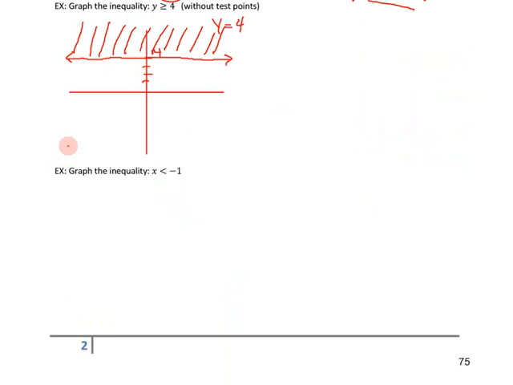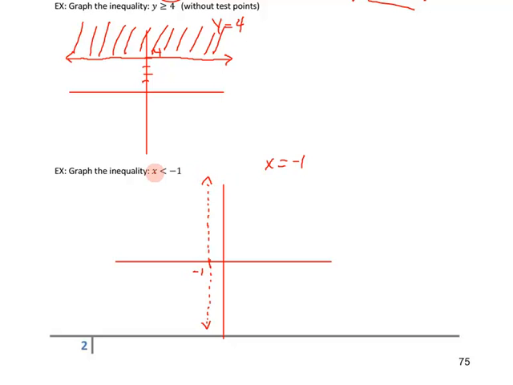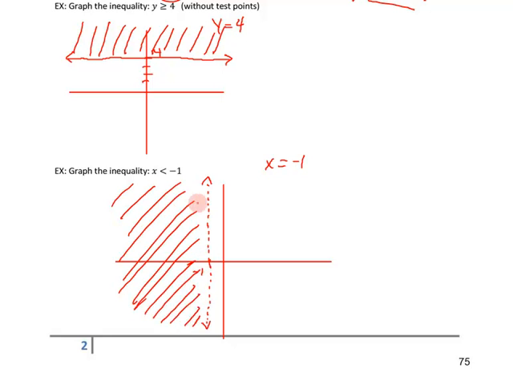This one can be done similarly. Start by drawing your Cartesian system and then graph this as an equality. That is, x is equal to negative 1. That's going to be here. And it's a dashed line because it's not or equal to, it's a strict inequality. And now if x is less than -1, that would mean everything on this side of that line and up to that line, but not including it. Okay?